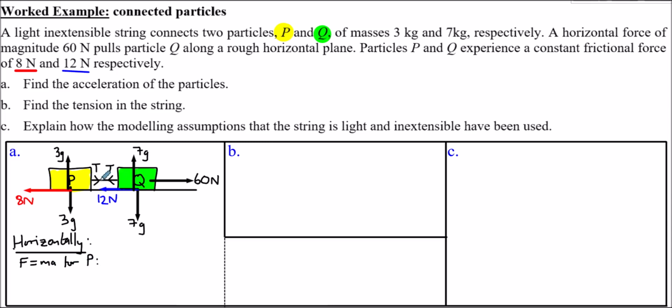So P and Q are both accelerating to the right hand side. Okay, so in fact what I'll do, I'll label this in as well. So the acceleration is that way, because it says they're being pulled along by the 60 Newton force. So the acceleration will be in this direction. So I'm going to label that A.